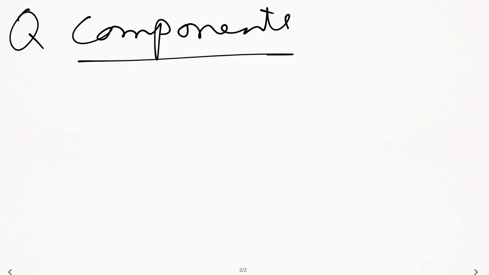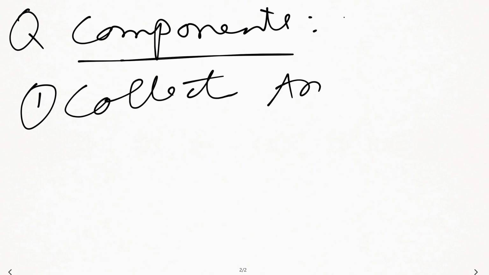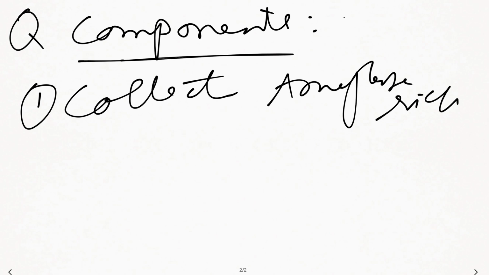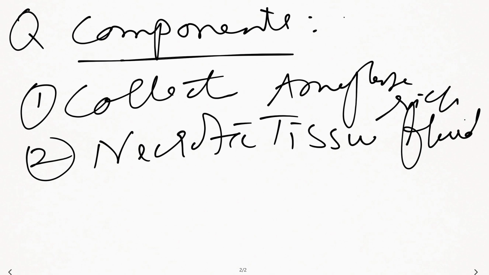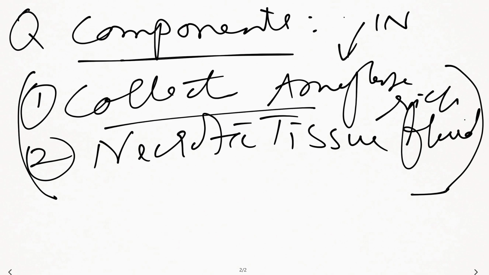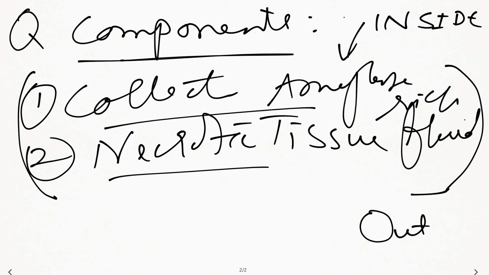So now let us go to the other questions about this topic. He's going to ask you about the components. First of all, it's a collection of amylase rich fluid. This is the first point. Number two, in the collection you will find some necrotic tissue. So this is what is inside. Collection of amylase rich fluid and necrotic tissue. This is inside, and it is enclosed outside. Let's call this the envelope.